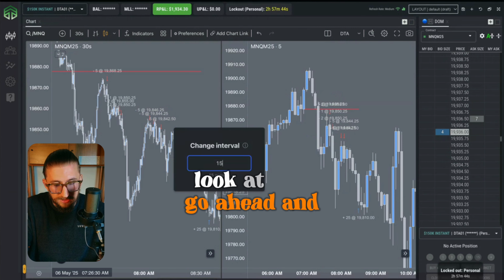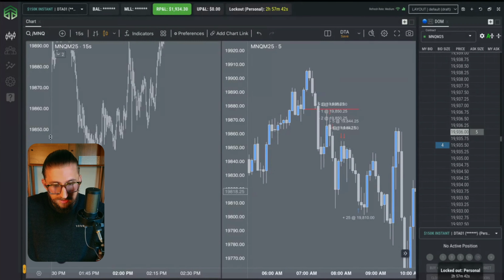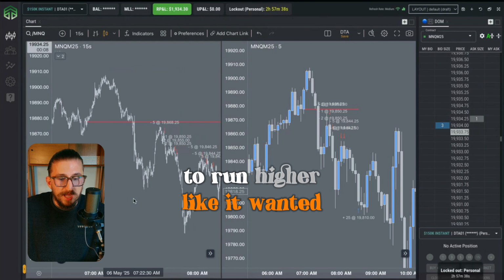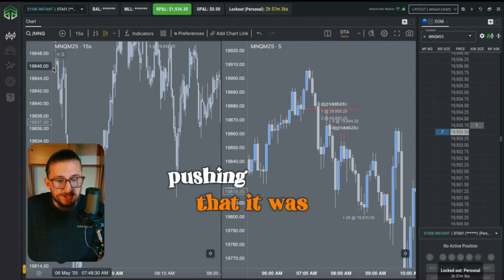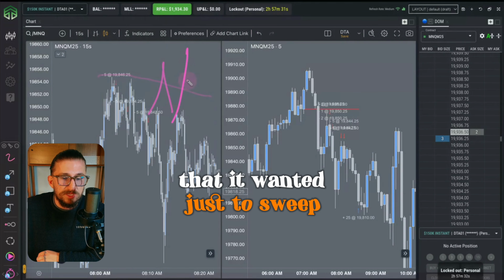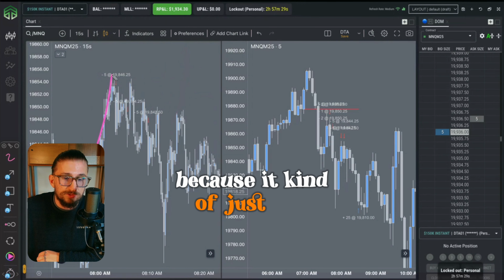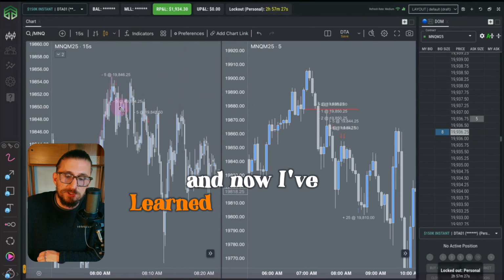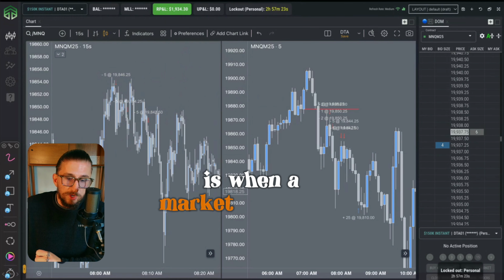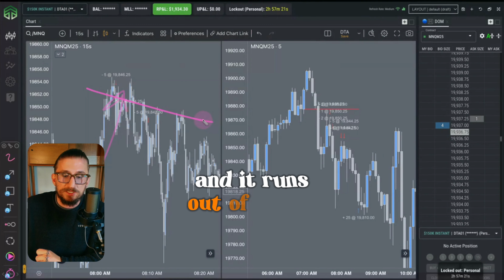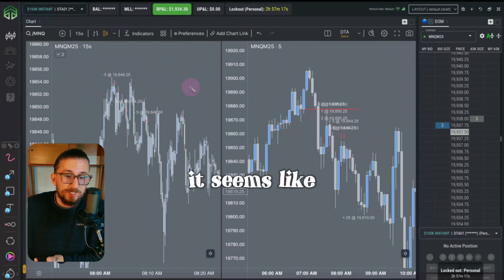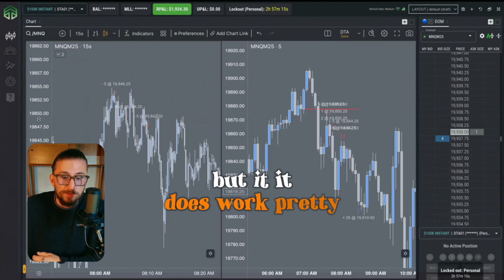Now, if we go ahead and look at this on like a 15-second, you can see that it's very, very, very precise. Like it wanted to run higher, but the way that it was pushing at these highs, it wasn't giving me any indication that it wanted just to sweep or start accepting higher, because it kind of just ran out of steam. And now I've learned something with these early London or Asia type trades: when a market is running in one direction and it runs out of steam, you could just put your stop right there. It seems like you wouldn't be able to, but it does work pretty well.